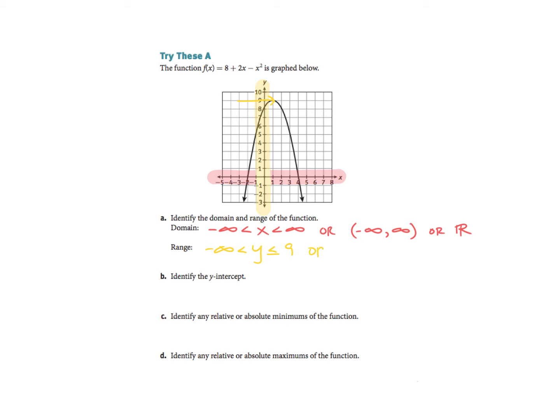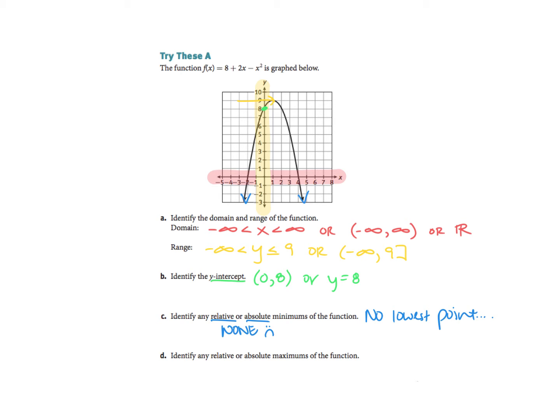Now, remember, we could also put this in interval notation. So that would be negative infinity all the way up to 9, and there's going to be a bracket on the end since it is a closed circle. Moving on to identifying the y-intercept, we are looking at the point where it crosses the y-axis.